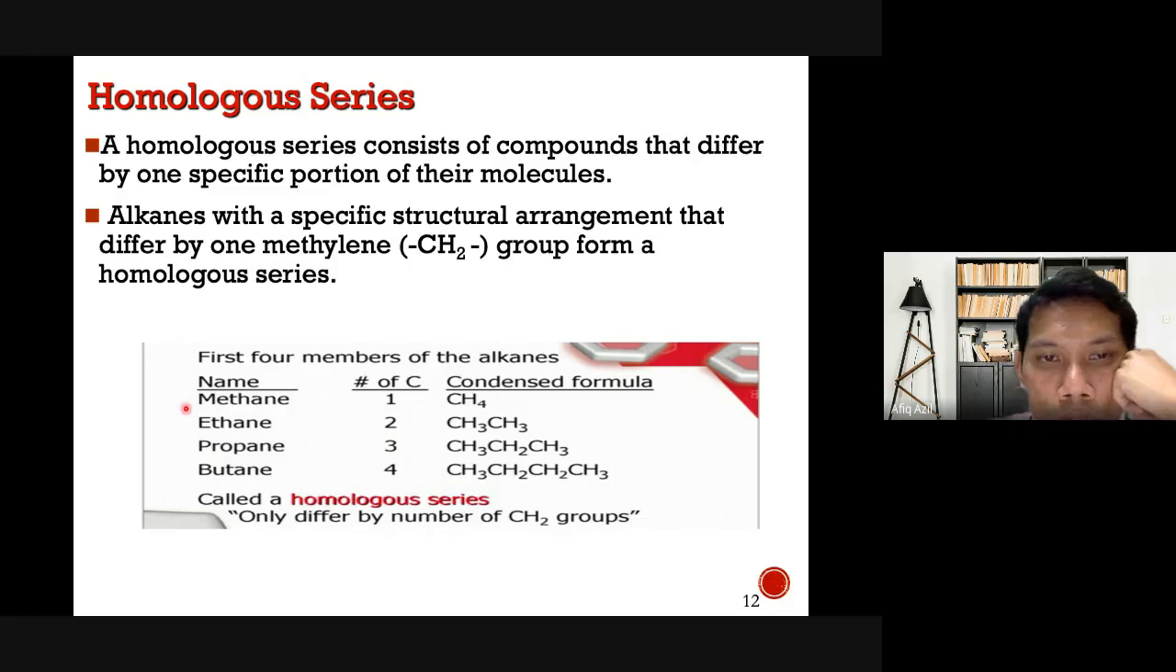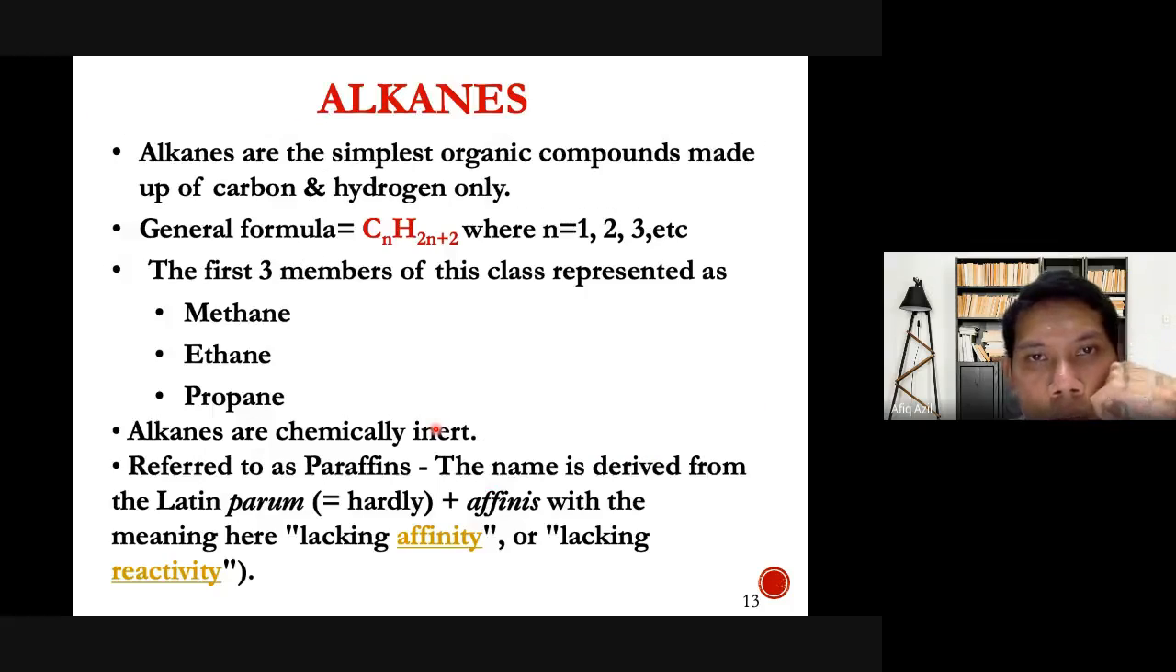Okay, one carbon will be methane, two carbon ethane, three carbon propane, four carbon butane. So these are called a homolog series. They only differ by the number of CH2 groups. And these homolog series are present for all types of functional groups.